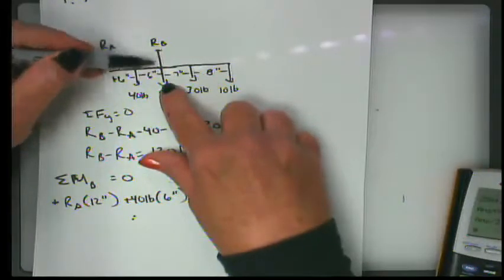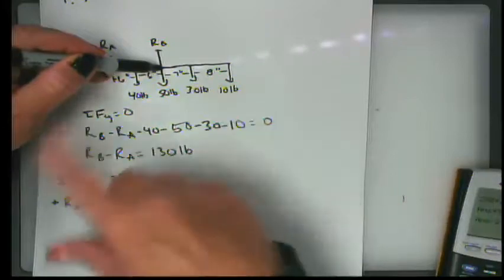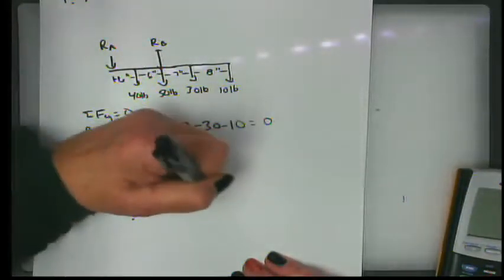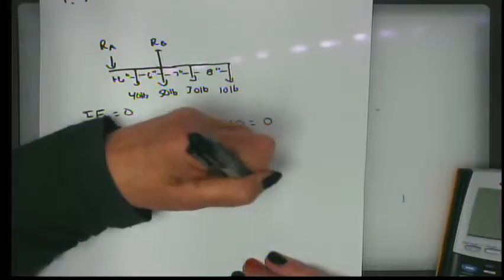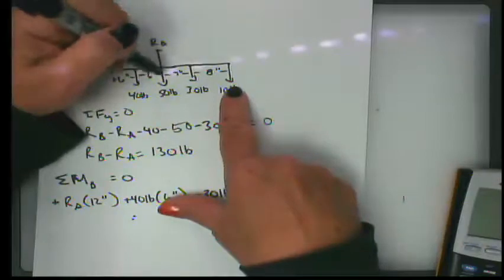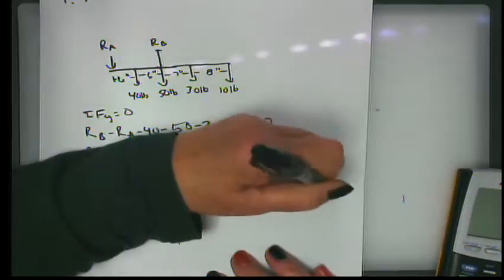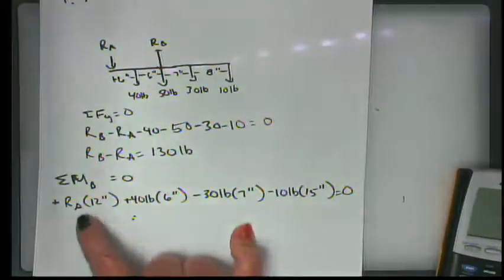Then neither of these, R sub B or the 50, produces a moment. So I come over here, and that's going to be a clockwise moment, 30 pounds times this distance, 7 inches. And last but not least, a negative 10 pounds times this distance of 15 inches. And all of those things together have to sum up to be 0.